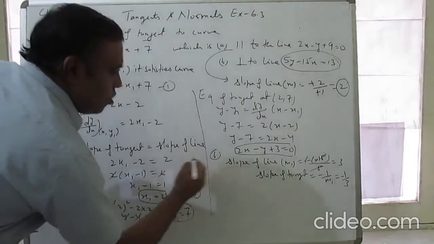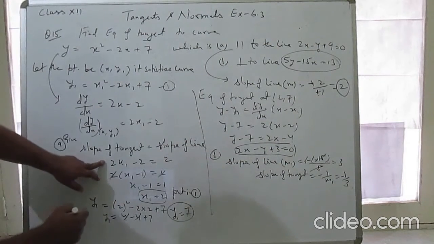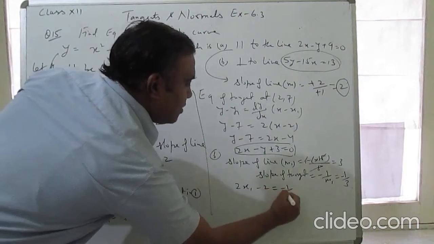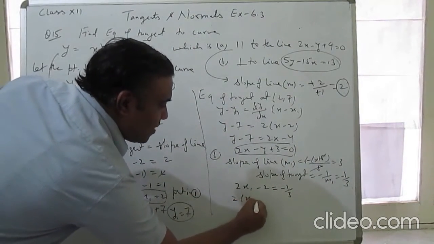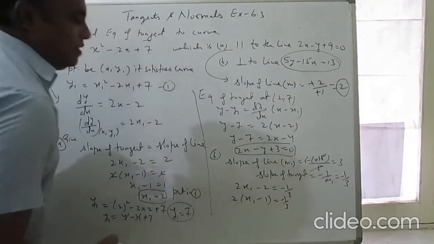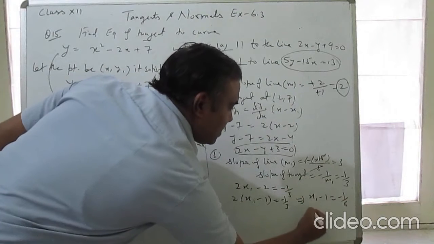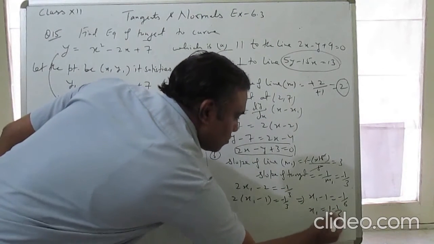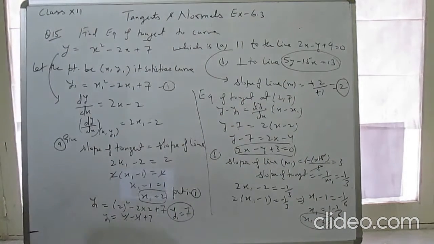So the condition is slope of tangent is equal to minus 1 by 3. Actually, what did we get as the slope of tangent? 2x1 minus 2 is equal to minus 1 by 3. Now take 2 common. So x1 minus 1 is equal to minus 1 by 6. So x1 is equal to 1 minus 1 by 6. Then x1 is equal to 5 by 6. So x1 is 5 by 6.